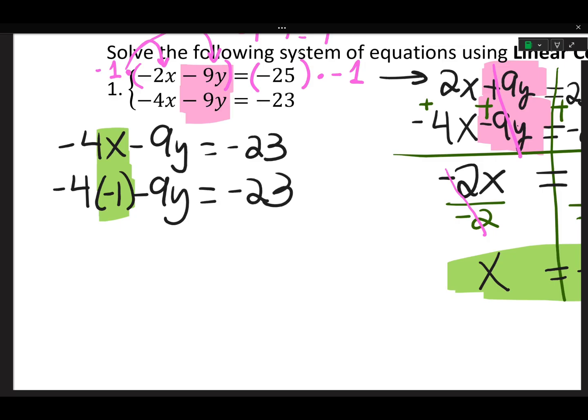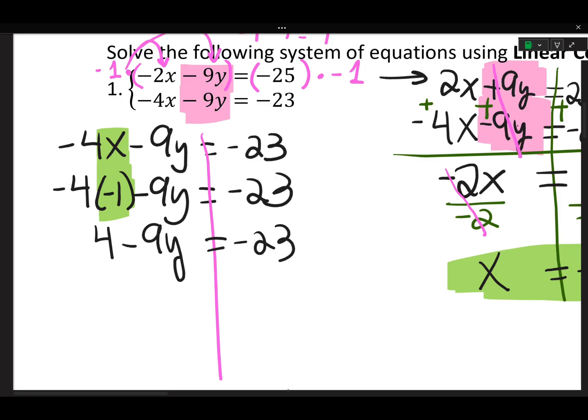Now I'm only dealing with one variable, y. Let's find out what it is. Negative 4 times negative 1 is positive 4. Minus 9y equals negative 23. Next, let's subtract 4 from both sides. Since we had a positive 4, we undo it with a negative. 4 minus 4 is 0. So we have negative 9y equals negative 27.